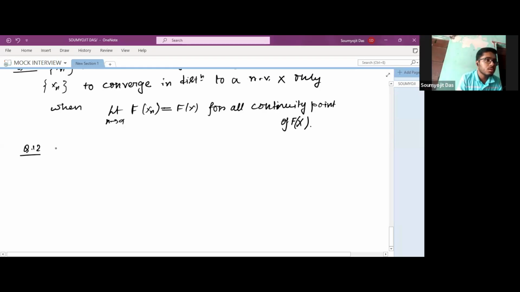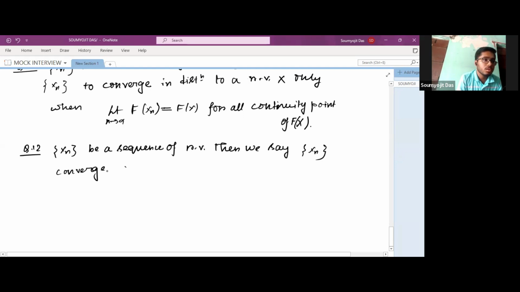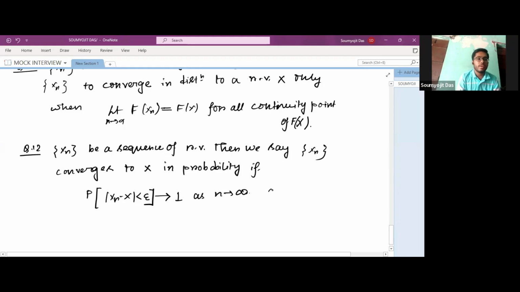Okay. Sir, in the same way, if Xn is a sequence of random variables, then we say that Xn converges to X in probability if the probability that |Xn minus X| is less than epsilon tends to 1 as n tends to infinity, where epsilon is greater than 0.